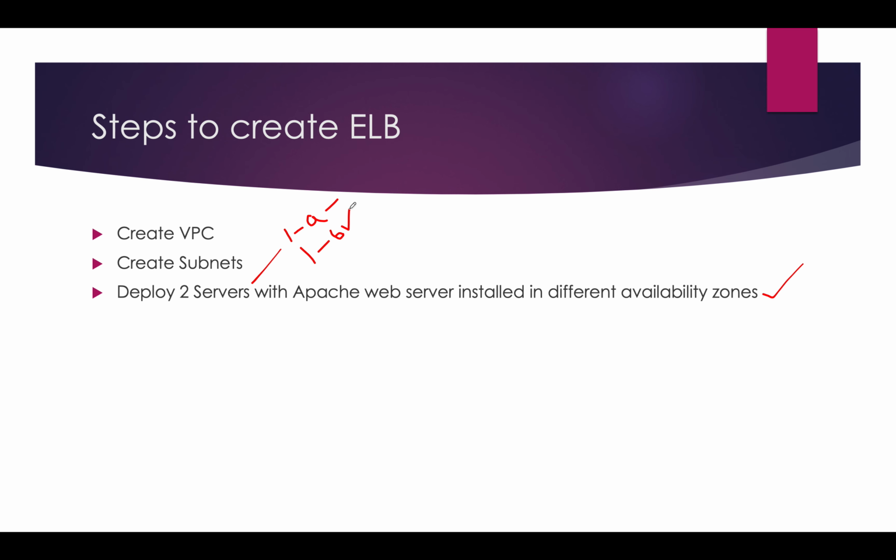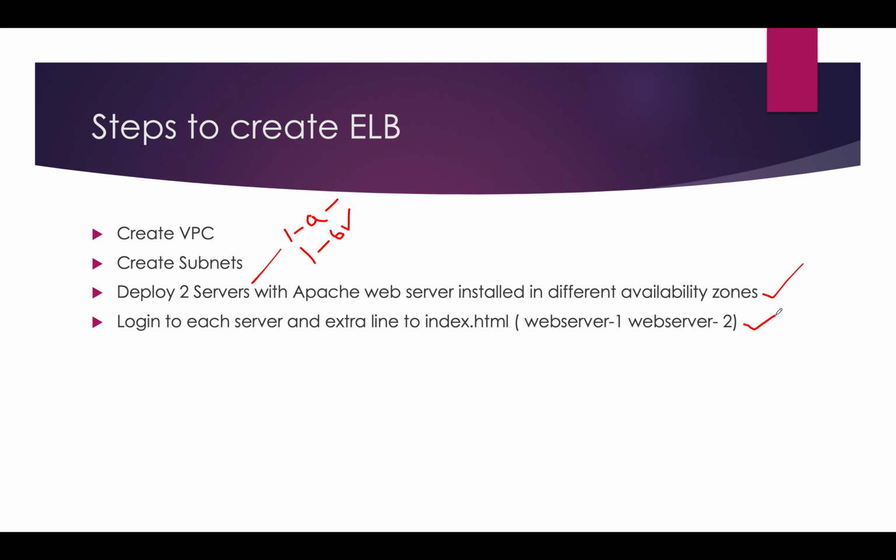Once you are good at this part, we need to log into each server and create index.html with web server 1 and web server 2. Okay, but there is no need to log into each server. This is the manual step. In the previous section I explained how to automate this particular step. If you want to know, just go and watch that previous video. It's a boot-up script, meaning EC2 user data. You can go and search in the section, you will easily find it.